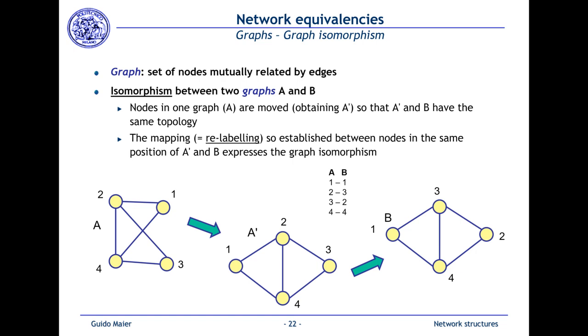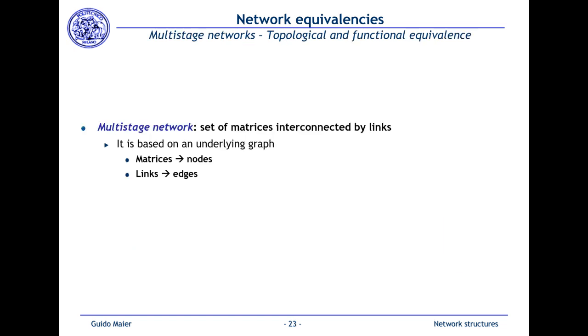Why do we need this concept about graphs? Because in multi-stage networks we can use the concept of graphs to describe the topology properties of these networks. So in the multi-stage network we have a set of matrices interconnected by links, as we have already seen in the previous example. The underlying graph of a multi-stage network is the graph that is obtained when matrices are represented like nodes, and the links are represented like edges.